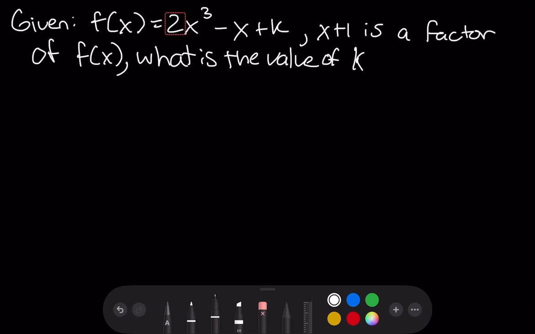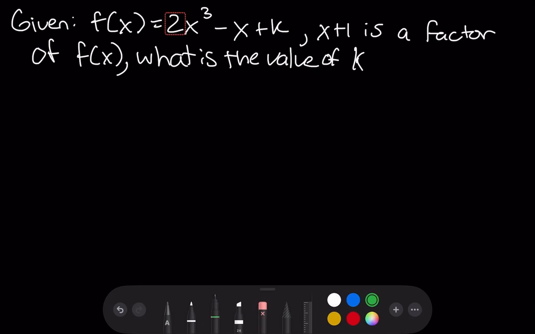Okay, so here is our practice problem. Given that f of x is equal to 2x cubed minus x plus k, and x plus 1 is a factor of f of x, what is the value of k? Well, if we know that x plus 1 is a factor of f of x, that means that we have to set it equal to 0.